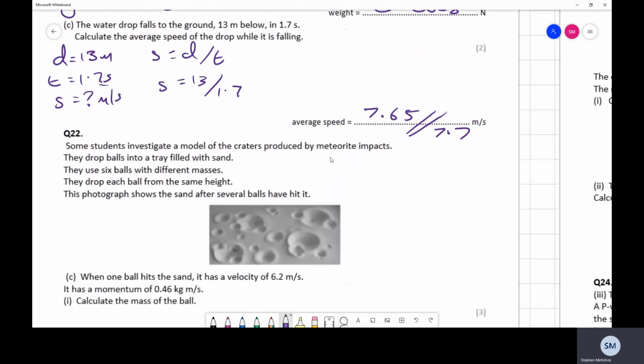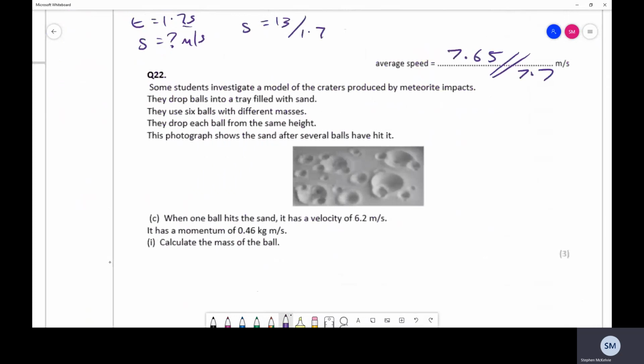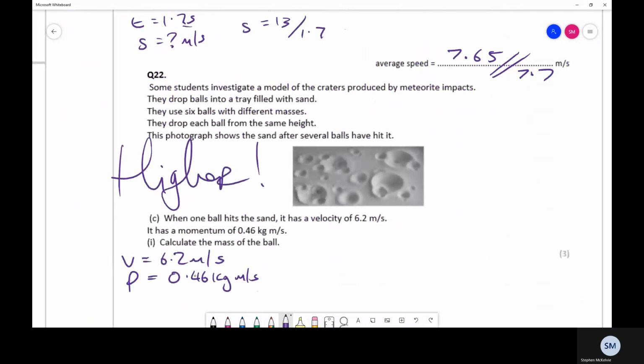When one ball hits the sand, it has a velocity of 6.2 meters per second. V is equal to 6.2 meters per second. It has a momentum of 0.46 kilogram meters per second. Remember, this is only for higher tier. Calculate the mass of the ball. Mass is equal to, I don't know, kilograms.